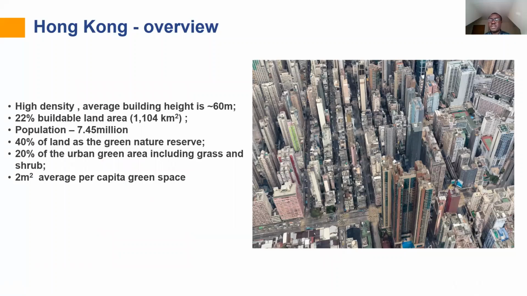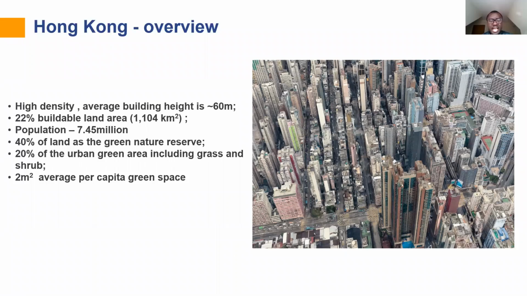Okay, just a brief overview of what Hong Kong looks like, and why this study is also quite important. Now, Hong Kong is a high density environment. An average building in Hong Kong is about 60 meters. While I was living in Hong Kong, I lived on the 8th floor, and that is actually regarded as a low density environment. You can have buildings up to 100 plus meters, 200 meters.